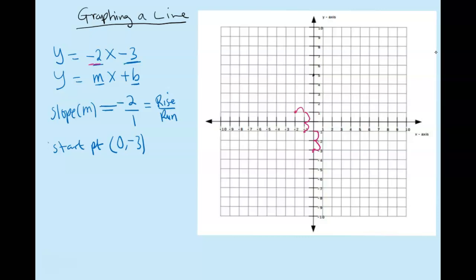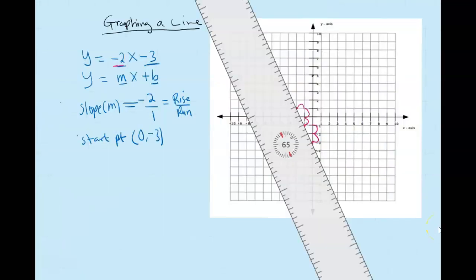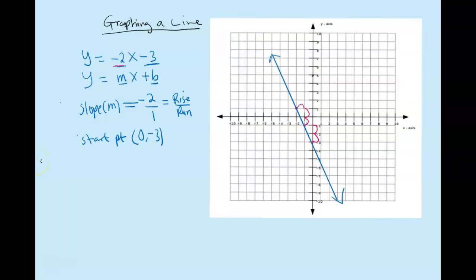So at this point I have 3 dots or 3 points, so I can grab the ruler and then I will draw my line. Okay, so we are able to graph the given line here, and it's a negative slope and it's going down the hill.